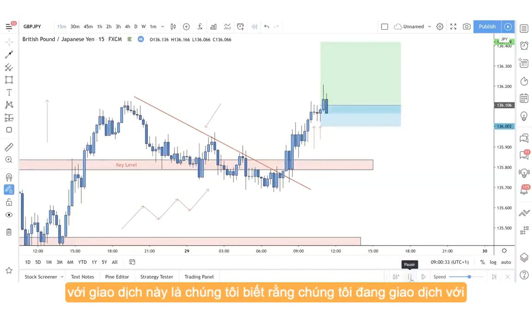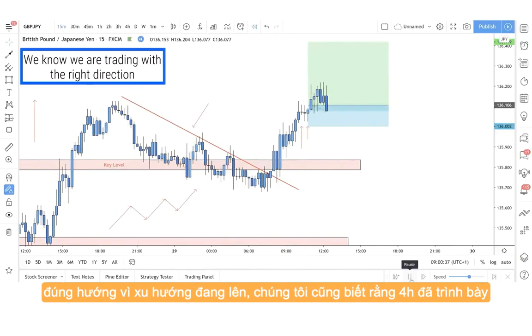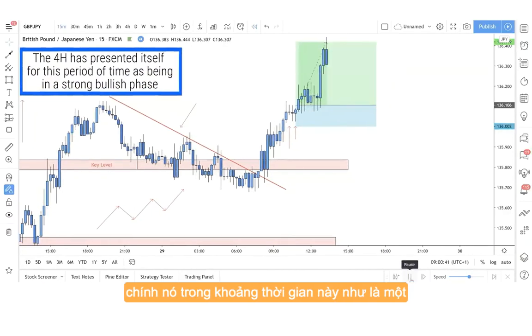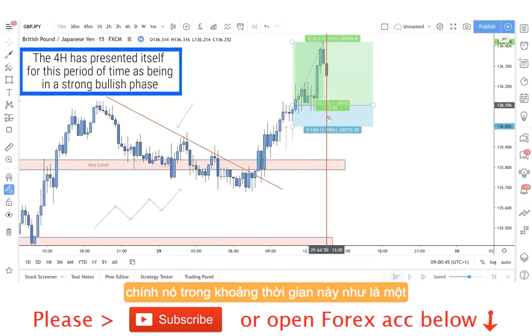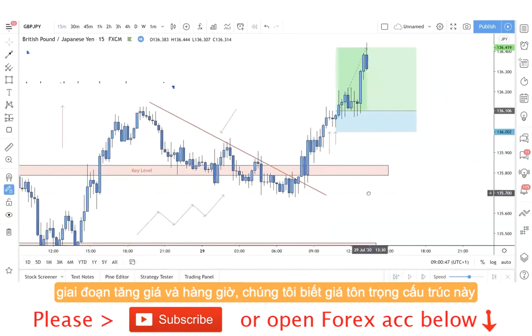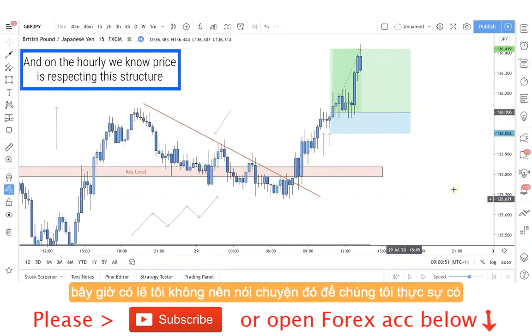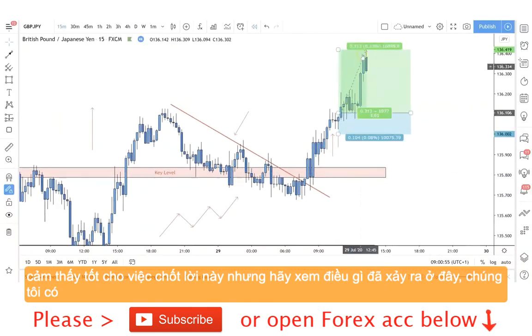Now the thing with this trade is that we know we're trading with the right direction because the trend is up. We also know that the 4H has presented itself for this period of time as being in a strong bullish phase. And on the hourly, we know price respected this structure. Now maybe I shouldn't have spoken through that so we could really get a good feel for this take profit. But look what's happened here.